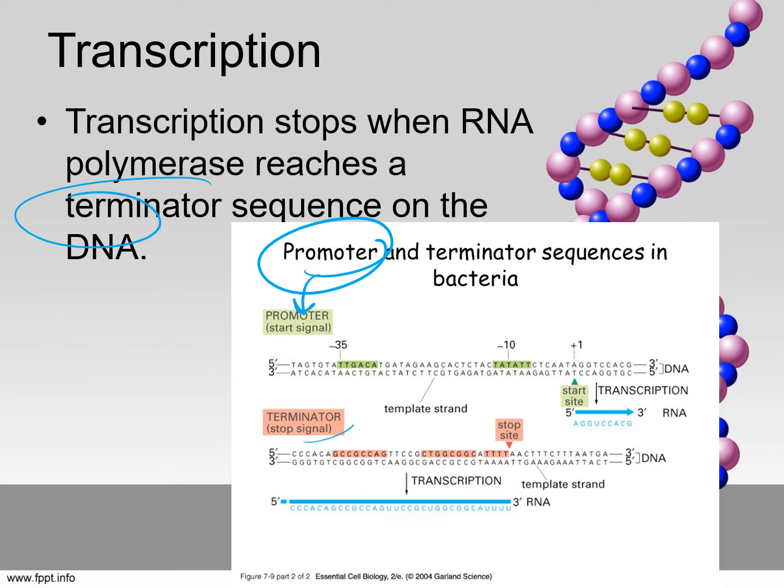When we get to that terminator sequence, this is the stop signal for polymerase. Polymerase knows, well, we're done. Stop making the RNA. The polymerase will release from the DNA and go code for another gene someplace else. And then we've got our piece of messenger RNA here, ready to go make translation if you are a prokaryote.